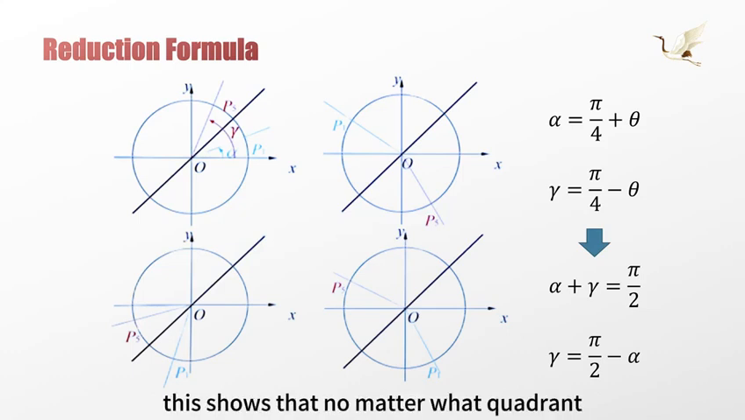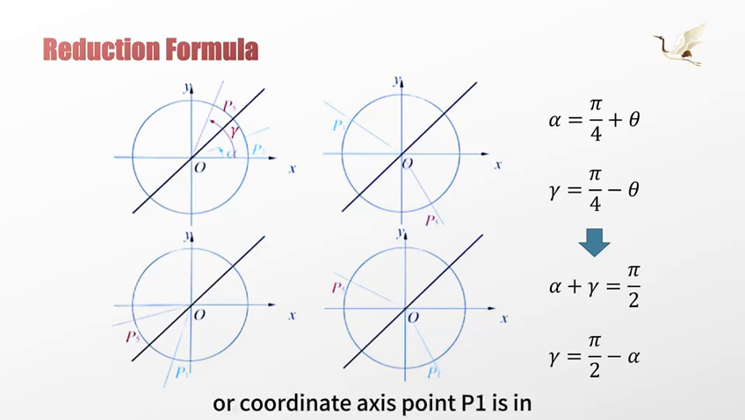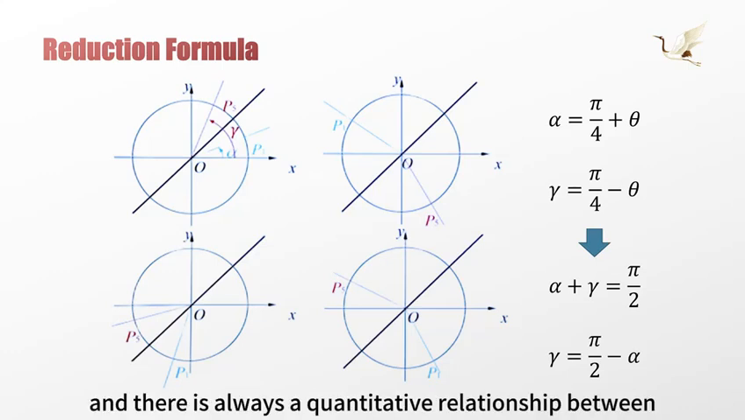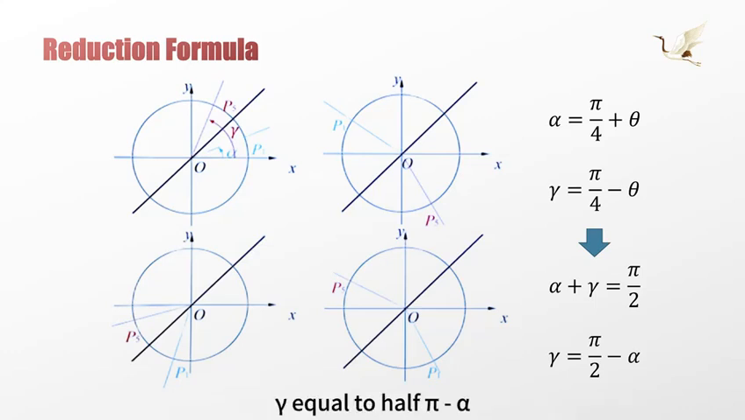This shows that no matter what quadrant or coordinate axis point P1 is in, we can always have the angle alpha and its symmetrical angle gamma with respect to the straight line y equal to x, and there is always a quantitative relationship: gamma equal to half pi minus alpha.